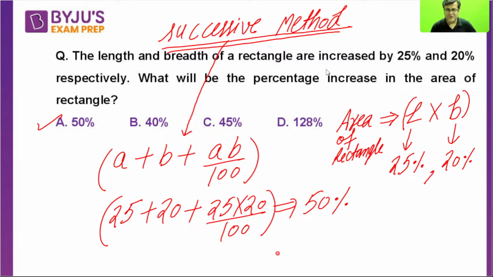No, Akash, that I will explain at the time of profit and loss. That will be more clear to you. In fact, that is the same, a plus b plus ab by 100. Why this is ab, I will explain, don't worry.